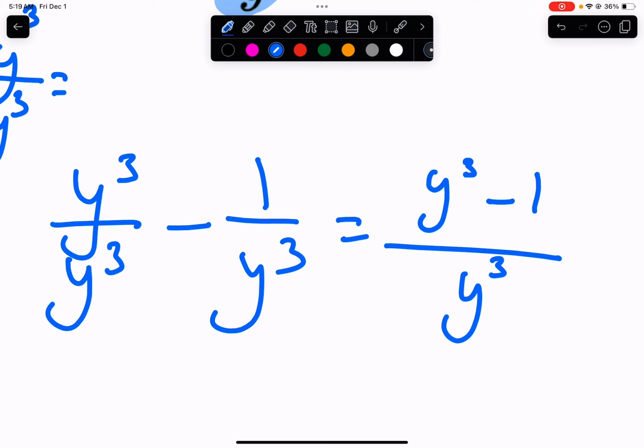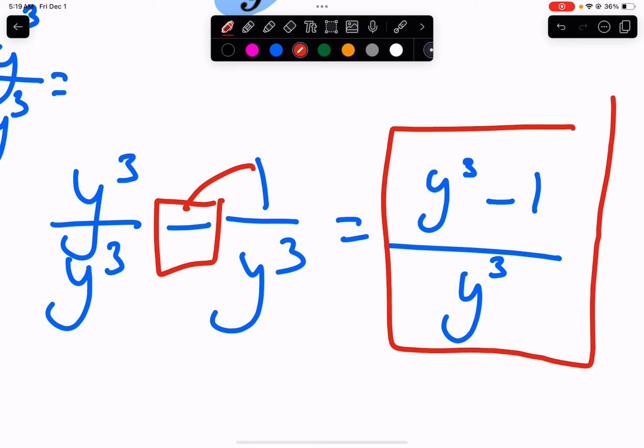Now, one thing I want to point out, and you're going to see this, when you're doing subtraction, you have to make sure that you distribute the negative to everything in the denominator, or I'm sorry, everything in the numerator. In this case, there was only one term, so distributing to one thing is pretty simple. So we just got -1.